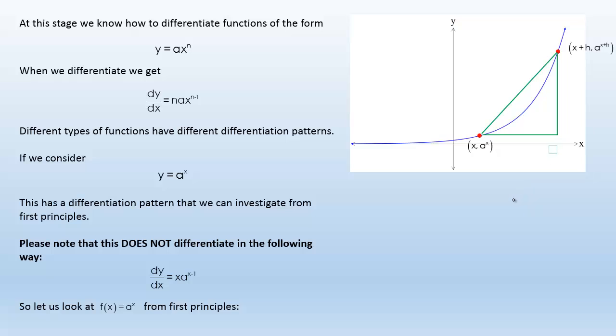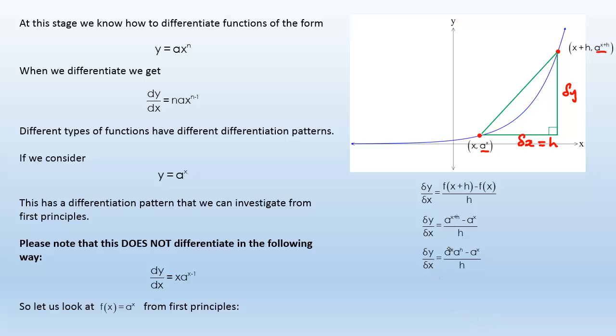So if we form a right-angled triangle like so, delta y over delta x, that's the difference in y, so the delta y would be just here, and the delta x is here, and of course delta x is equal to h. Delta y over delta x is f of x plus h minus f of x over h, and of course we know that f of x plus h is a to the x plus h, and f of x is a to the x. So we're just using the y coordinates from here and here, and dividing by h.